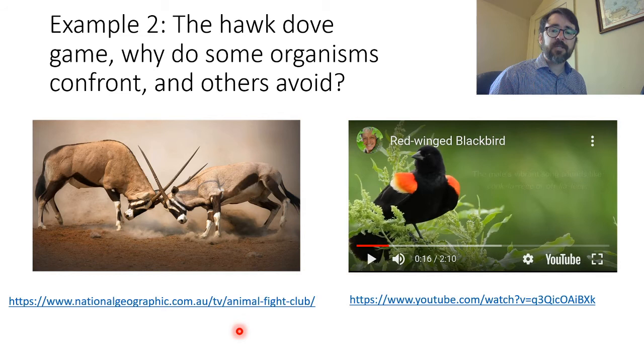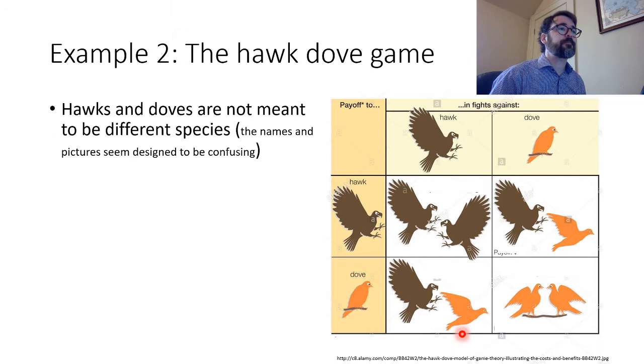So the question becomes, why does that work? You would think that if another red-winged blackbird flew into the territory and just pecked this guy's eyes out, that would be the evolutionarily stable strategy. So why do some animals fight like this and other animals use these ritualized displays was actually a problem that confused biologists for decades. And so the hawk-dove game was a way of potentially trying to solve this.